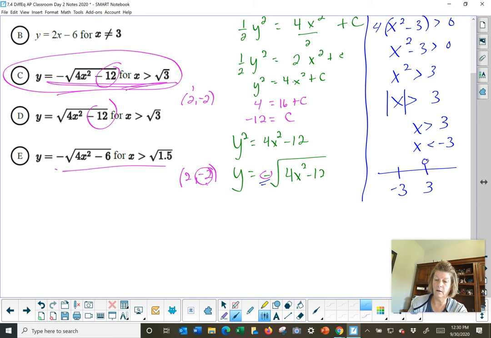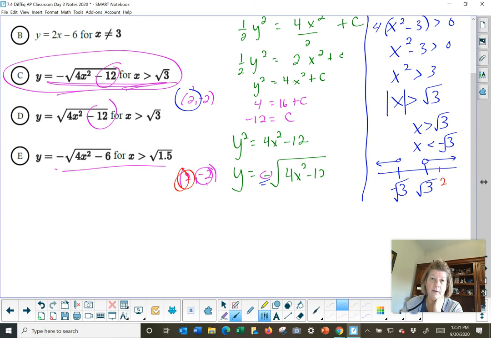Okay, then it's going to be either this answer or that answer, and our x value was 2. Oh, I'm sorry. Forgot we took the square root of x to get it down to this. So this would be the square root of 2. Our x value is 2, which is slightly bigger than the square root of 3. So we want the domain to be x values greater than the square root of 3.